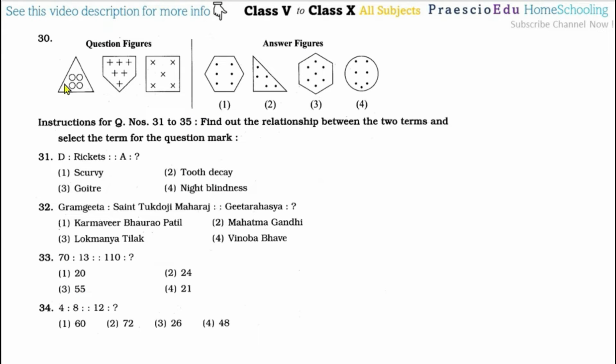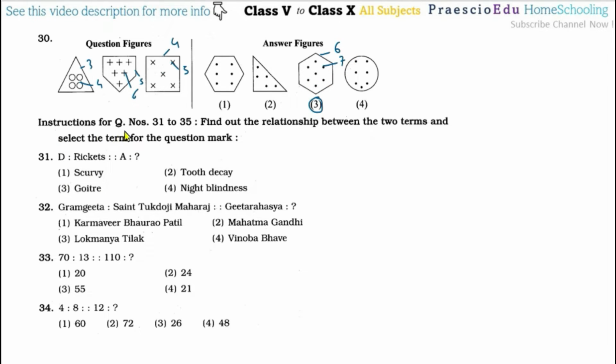Question number 30. In the question figures, if you observe, the triangles have 3 sides, and inside there are 4 symbols, meaning plus 1. Here the sides are 5 and the symbols are 6. Here the sides are 4, so the symbols are 5, meaning plus 1 here. Same here, the sides are 6 and the symbols are 7. That's why option number 3 is the correct one.